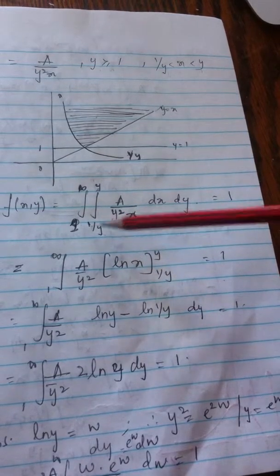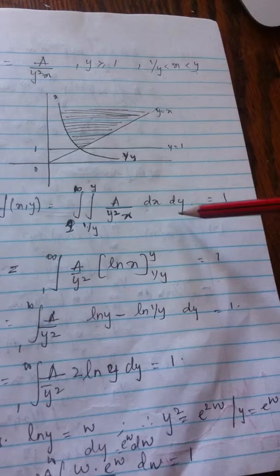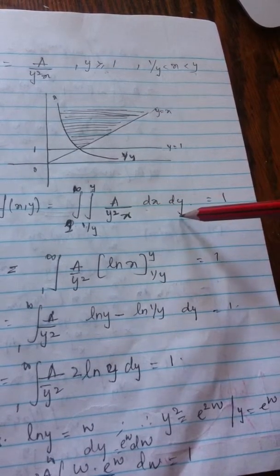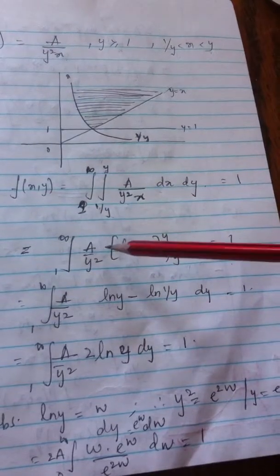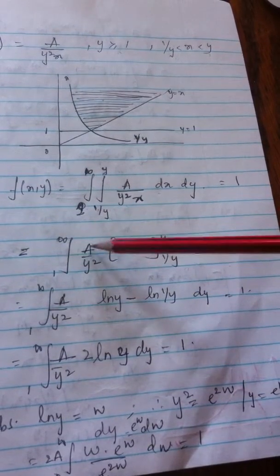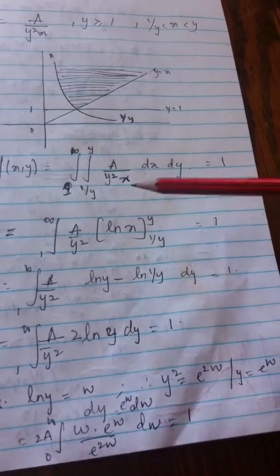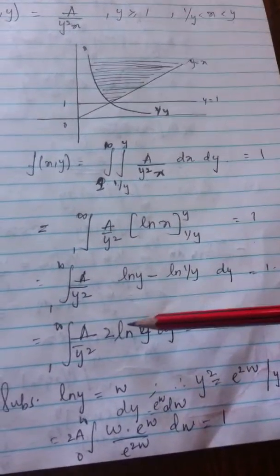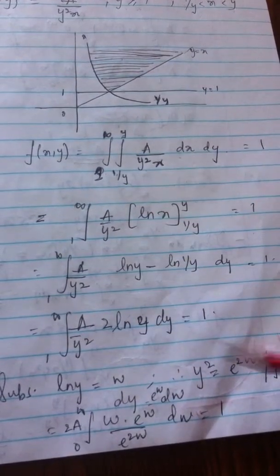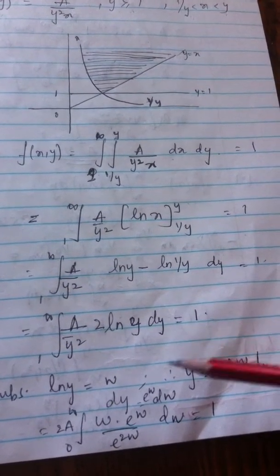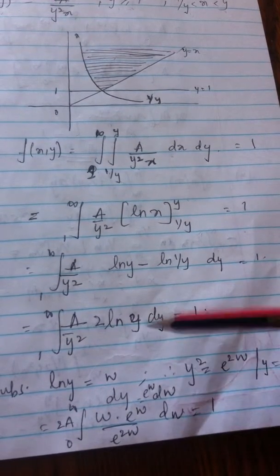Therefore we first integrate with respect to x, and then again with respect to y. When we integrate with respect to x, since a is constant, we can take it outside, and this is ln x over the limits 1 by y to y, and when we substitute it we get the value 2 ln y. Since this is a double integral, we again have to integrate this with respect to y over the limits 1 to infinity.